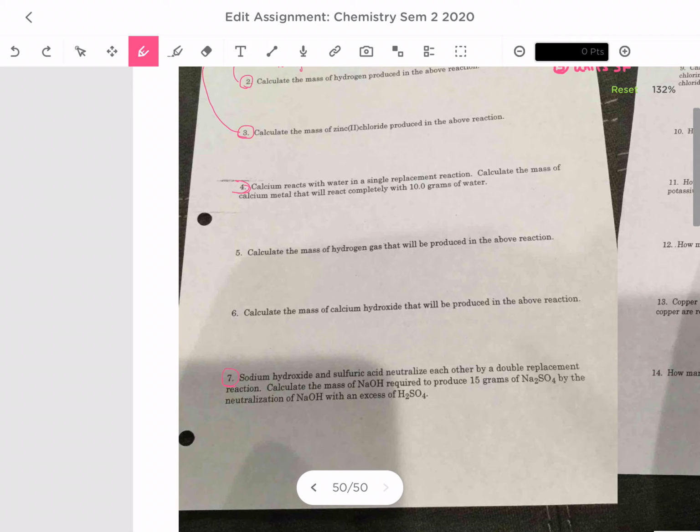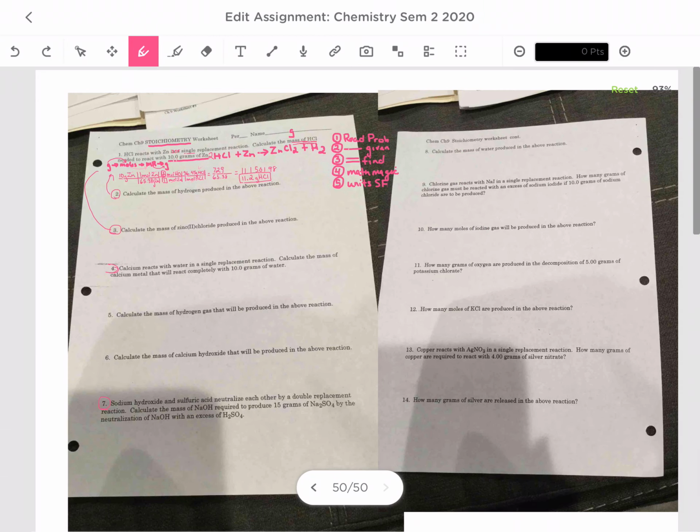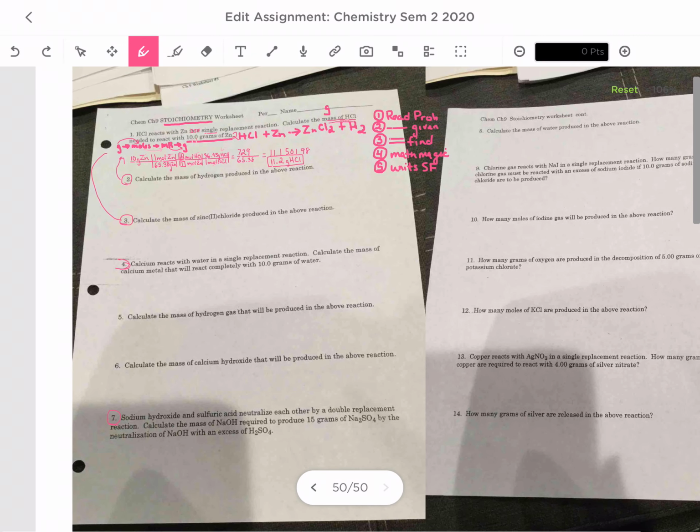If you want help, let me know. If you want me just to check your balanced chemical equations, let me know. You can email those to me, and I can check them before you do the whole problem and then get it wrong and then have to redo it. Other than that, I think that you guys should be good to go.